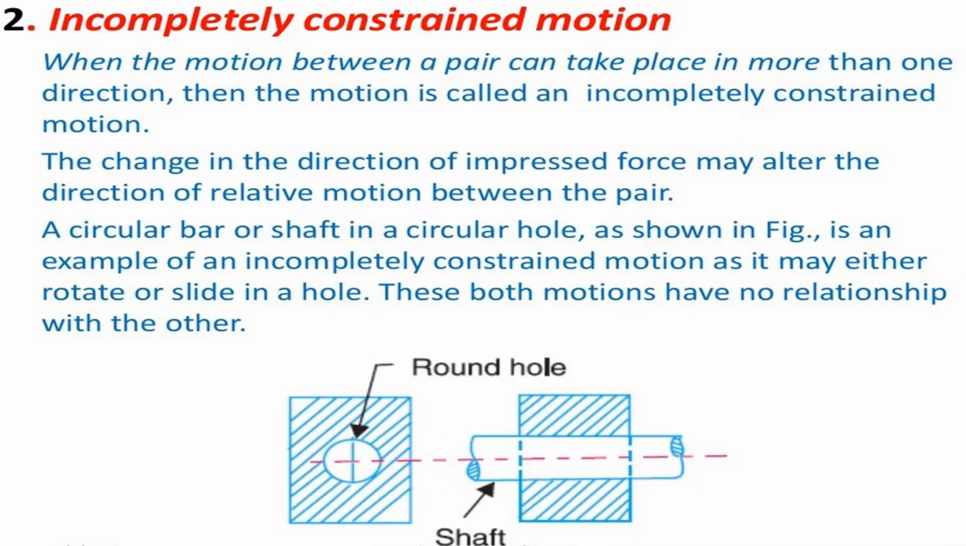A circular bar or shaft in a circular hole can be seen in the figure. This is an example of incompletely constrained motion, as it may either rotate or slide in the hole. These two motions have no relationship with each other. This kind of motion is called incompletely constrained motion.